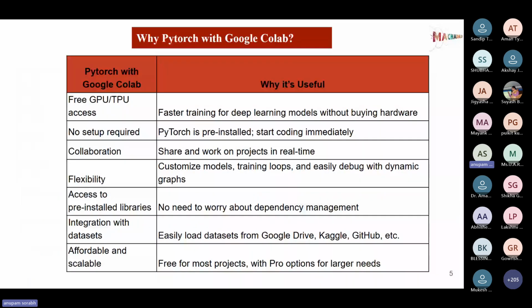So very important is why PyTorch with Google Colab. I've already covered a few things. No setup required, free GPU, TPU, very much collaborative, correct? Flexibility: what it means is customizing training loops and easily debugging. All this can be done remotely, and it is very easy to create visualizations, including graphs. All the libraries are pre-installed, so you don't need to worry. Even a lot of data set integrations are there, and it's very easy to load a data set here. And it's affordable and scalable, correct? So tomorrow, if you feel like, okay, I have learned the basic tools available, then you can go to the pro options, correct? And those pro options will give you better variety.